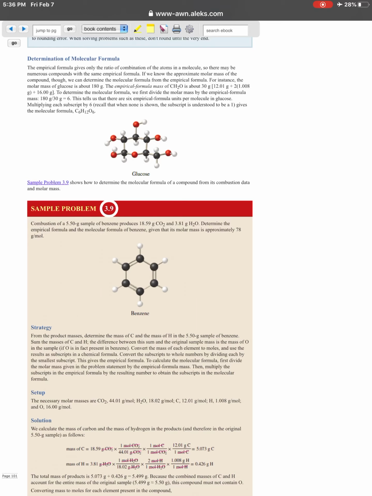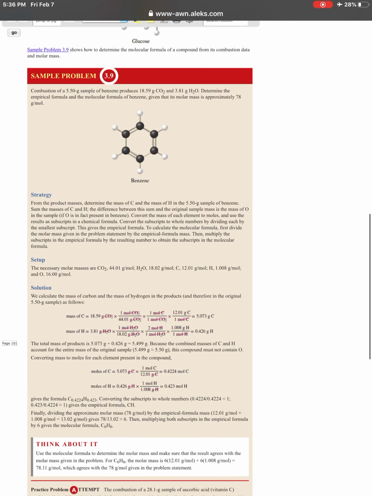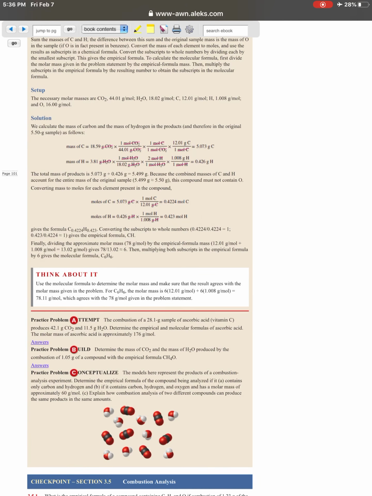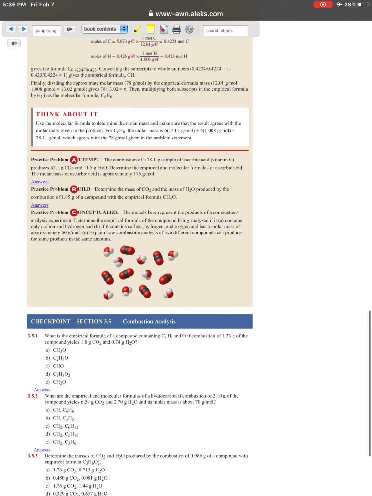Okay? The sample problem is a similar problem. They're telling you pretty much the same information. It's a little simpler, though. In this case, they're doing benzene, and benzene doesn't have any oxygen in it. So you just need to find out how much carbon and hydrogen are in the sample in order to find its molecular formula. You don't have to worry about oxygen. It also has a ring structure with carbon in the center and hydrogens attached. Okay? Same methodology, setup and solution here. If you take a look, they're doing it exactly the same way they did the previous one. So practice that one.